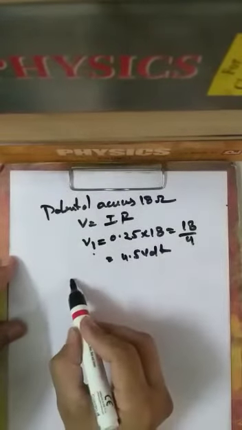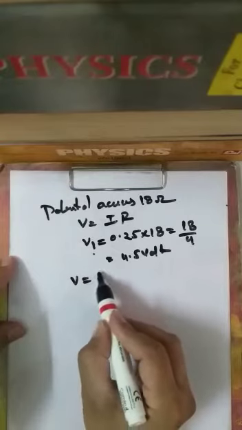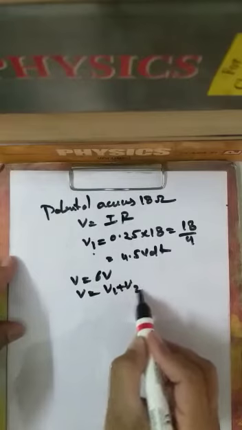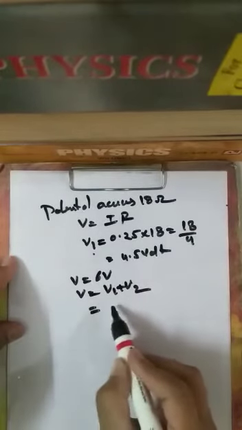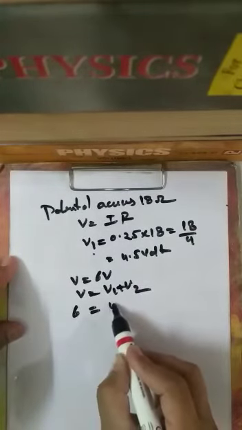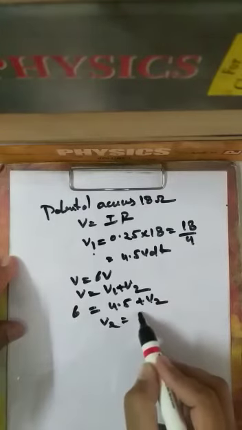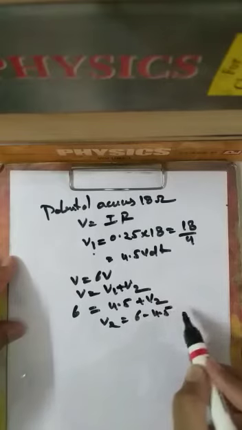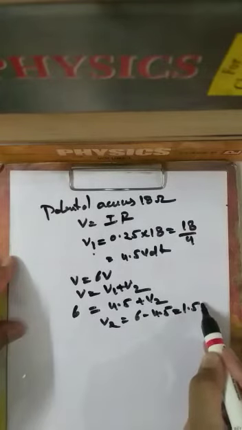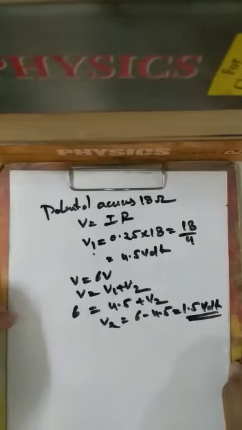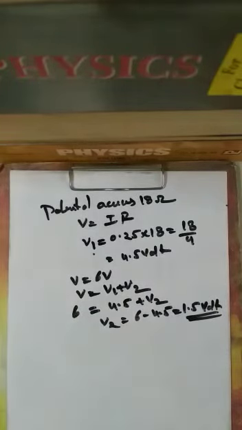Now the total potential is given, 6 volt. V is equal to V1 plus V2 in series. Then 6 is equal to 4.5 plus V2. V2 is equal to 6 minus 4.5 is equal to 1.5 volt. By this we can calculate the potential across the resistance in parallel.